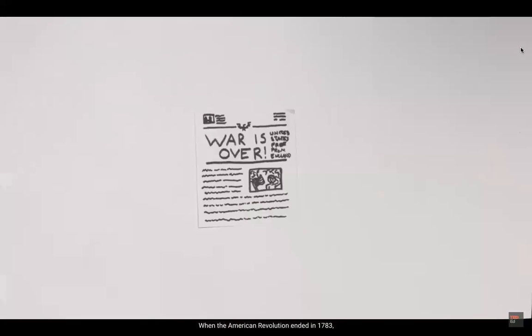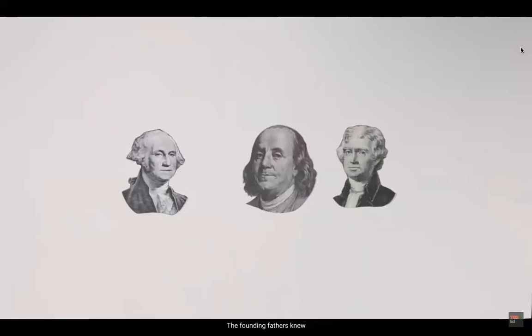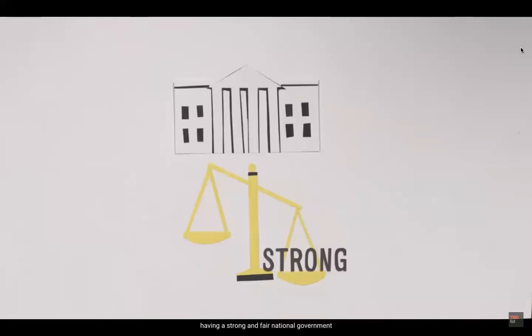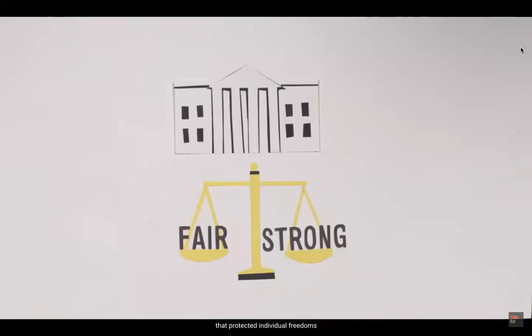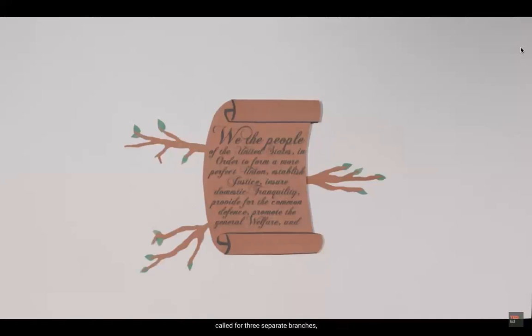When the American Revolution ended in 1783, the United States government was in a state of change. The founding fathers knew that they did not want to establish another country that was ruled by a king. So the discussions were centered on having a strong and fair national government that protected individual freedoms and did not abuse its power. When the new Constitution was adopted in 1787, the structure of the infant government of the United States called for 3 separate branches, each with their own powers, and a system of checks and balances.